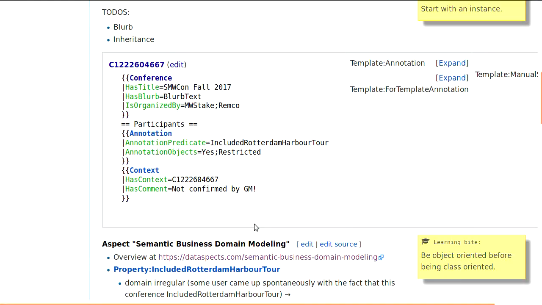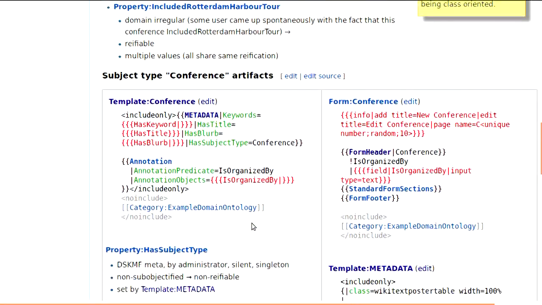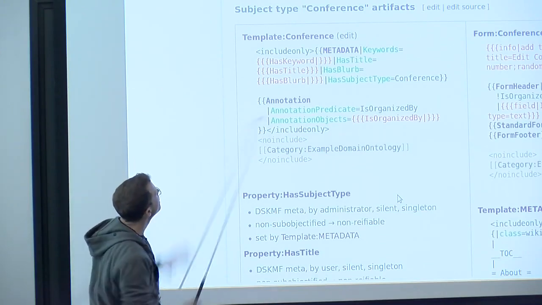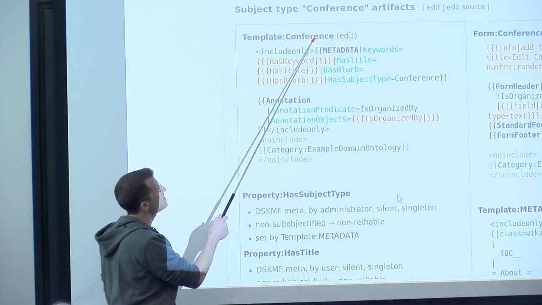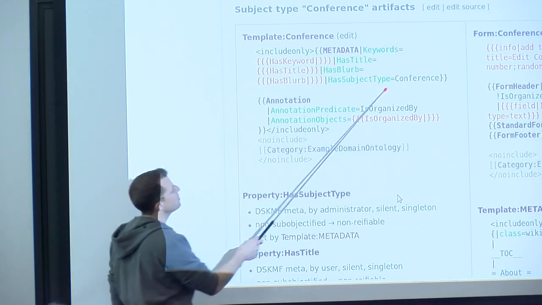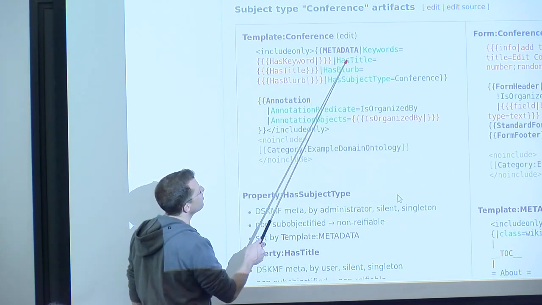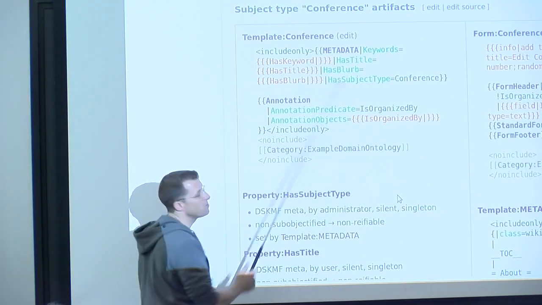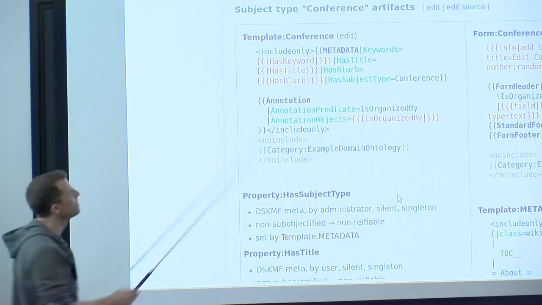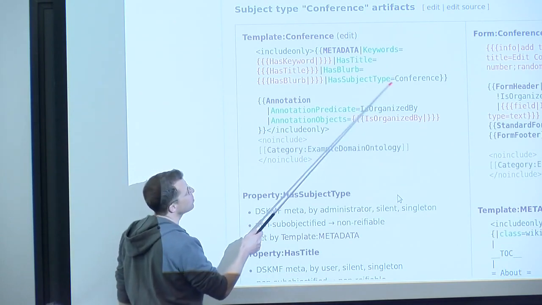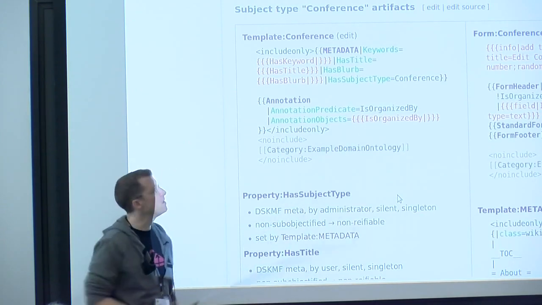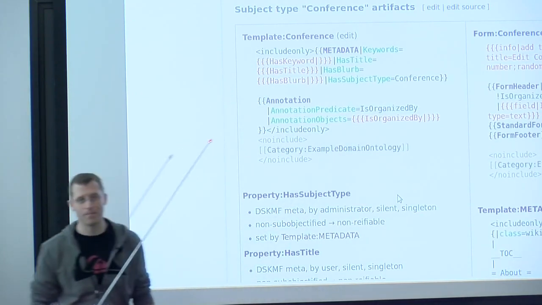Now, let's see how the template looks like. And again, please focus on where I am, otherwise you get slightly confused. So this is the conference template that is called. And you see that there is a hard-coded, so these are properties, right? Has title, has blurb, has subject type. These are predicates of annotations or property names. There is one which is hard-coded, has subject type. That is always conference, because of course, this is the conference template.